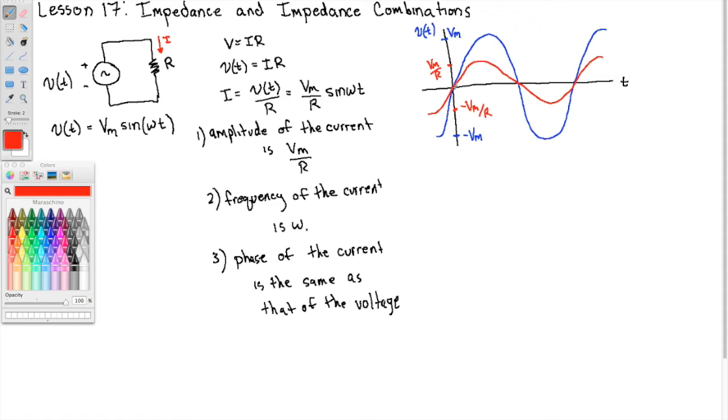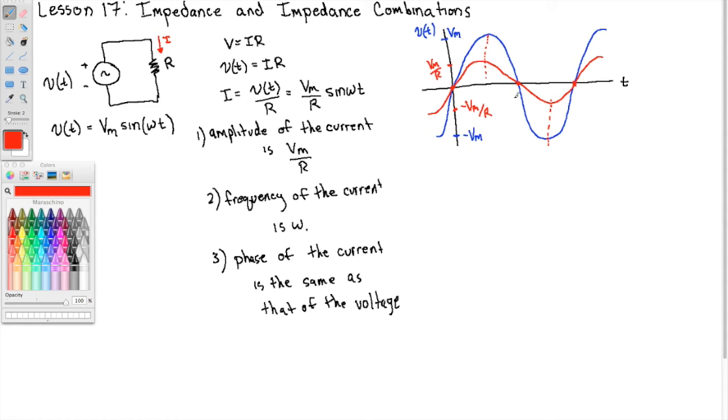So notice here the zero crossings happen in the same positions of time, and if I drew the wave correctly, I guess I'm off a little bit, the maximum of the current should coincide with the maximum of the voltage, and the minimum of the current should coincide with the minimum of the voltage. This is to say, of course, that the phase of the current is the same as the phase of the voltage. So all of these points line up with one another. The zero crossings, the maxima, the minima.